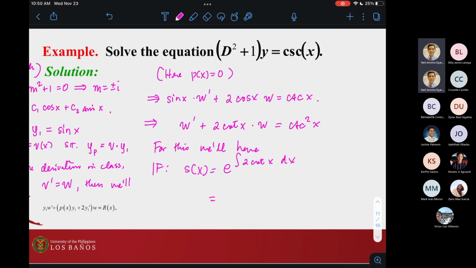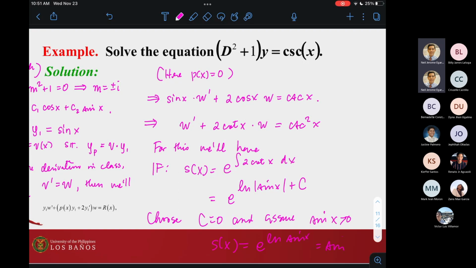Ln of sine x. This is e to the ln of sine x plus c. Or lagyan nyo ng absolute value. Now we choose c equals 0 and assume sine x is positive. So we'll get s of x, or integrating factor will be e to the ln of sine x, but that will just be sine x. Isang particular integrating factor natin ay si sine x.